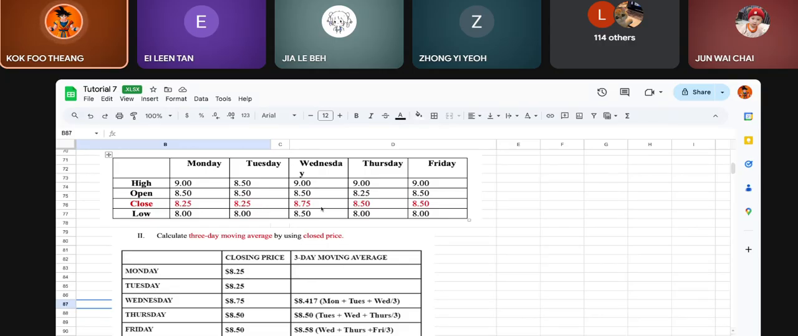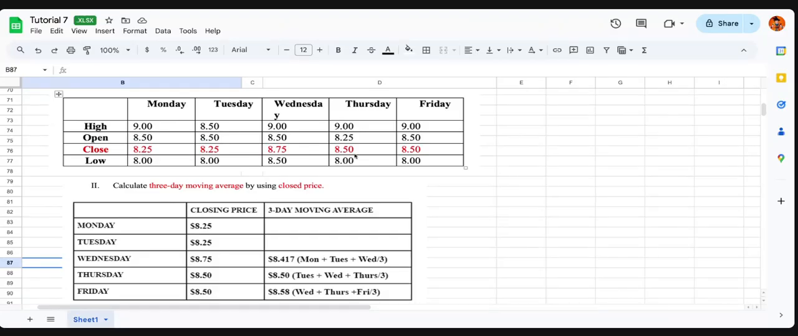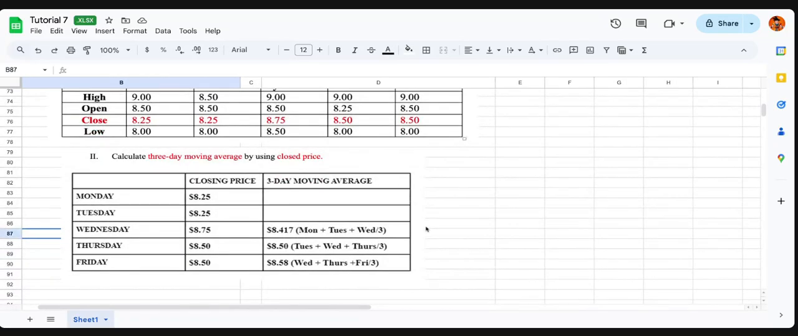So 825 plus 875 plus 850 divided by 3. So you get 850. Friday, Thursday, and Wednesday. So ignore Monday and Tuesday. So 875 plus 850 plus 850, you divide by 3, you get 858. So that's how you calculate the moving average.